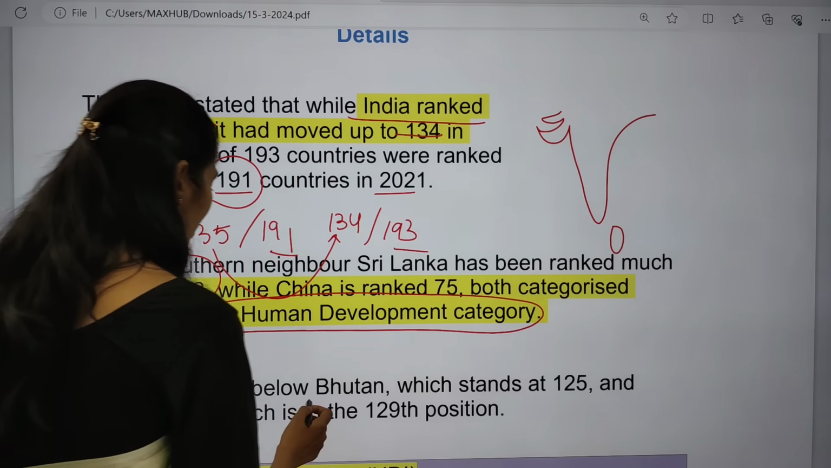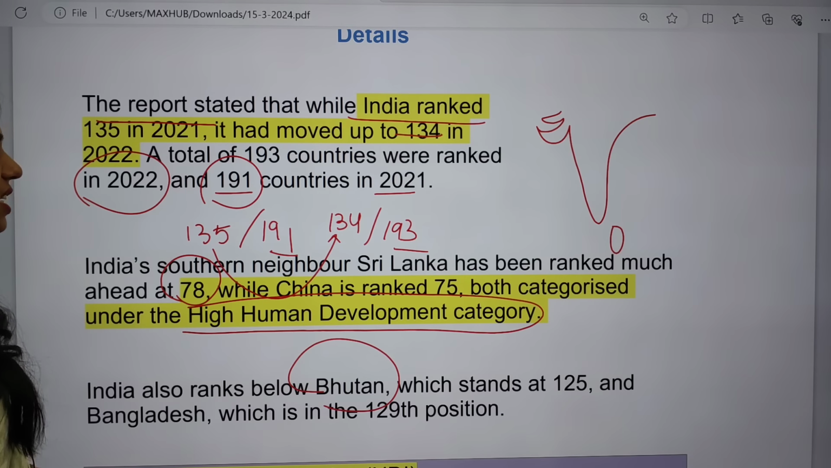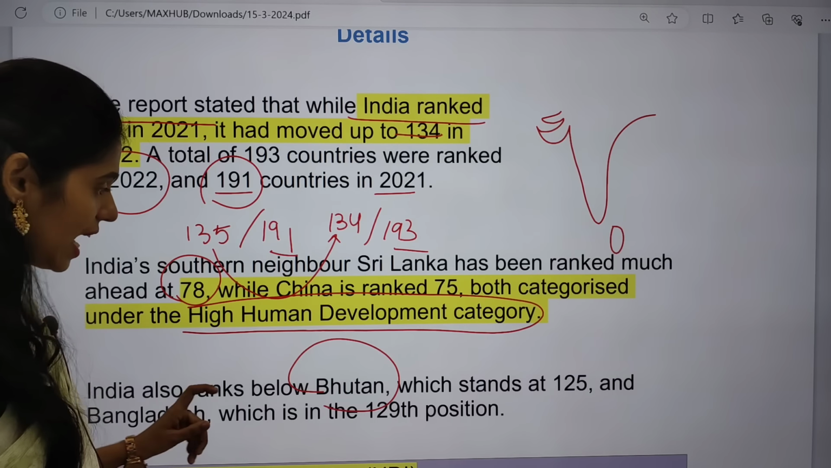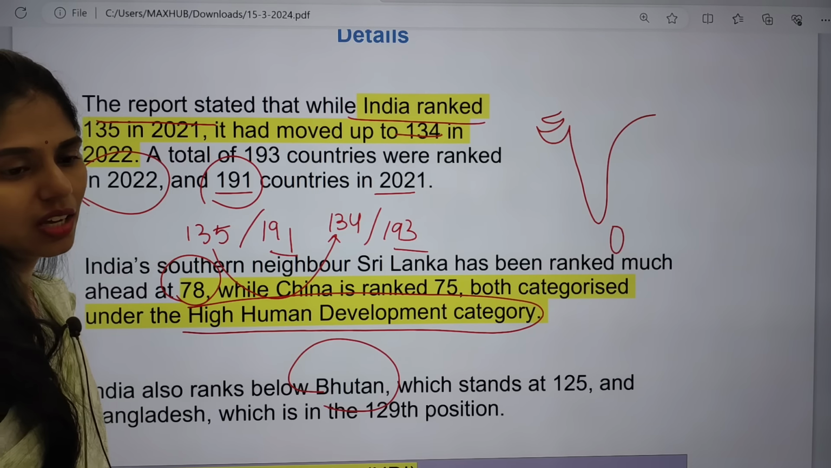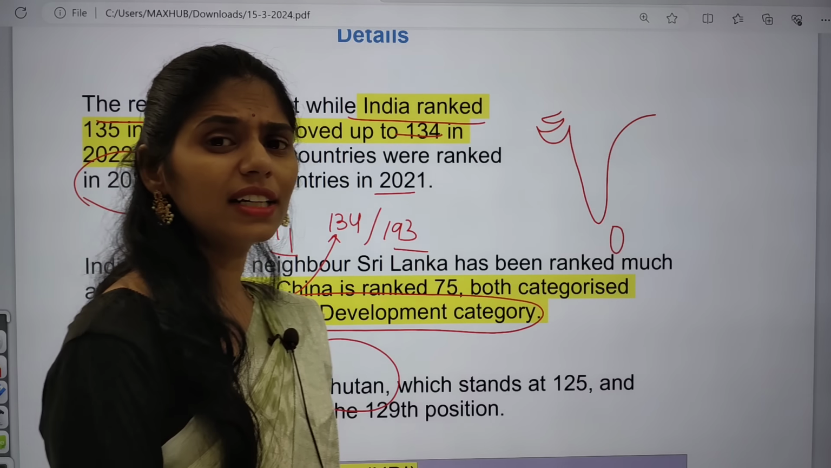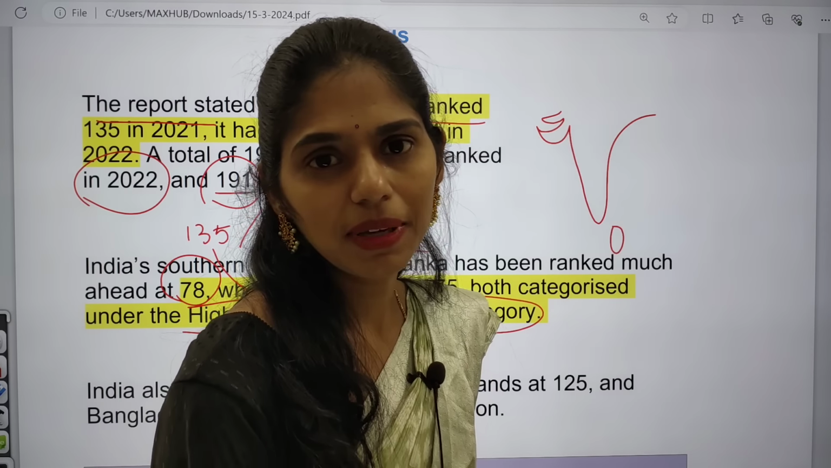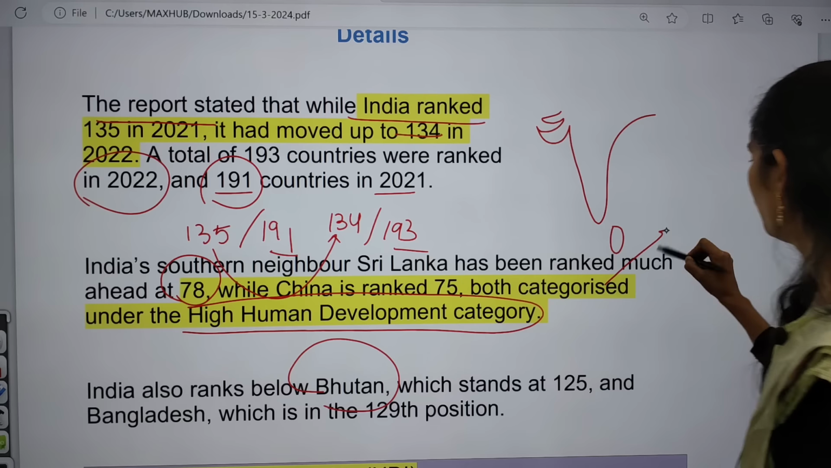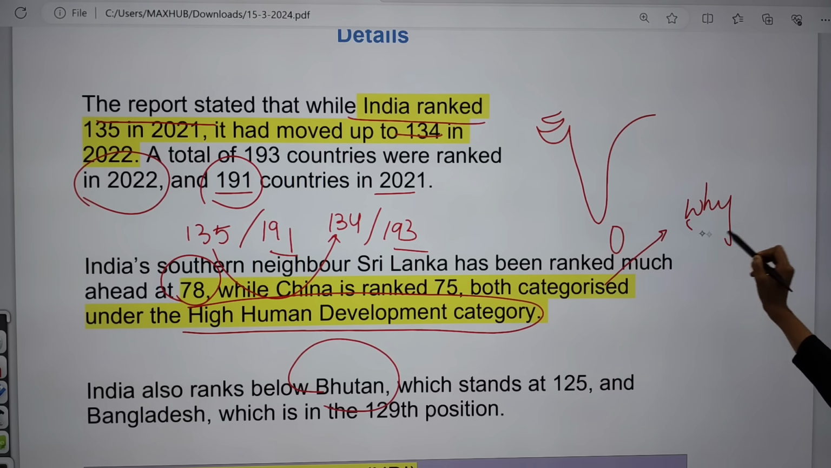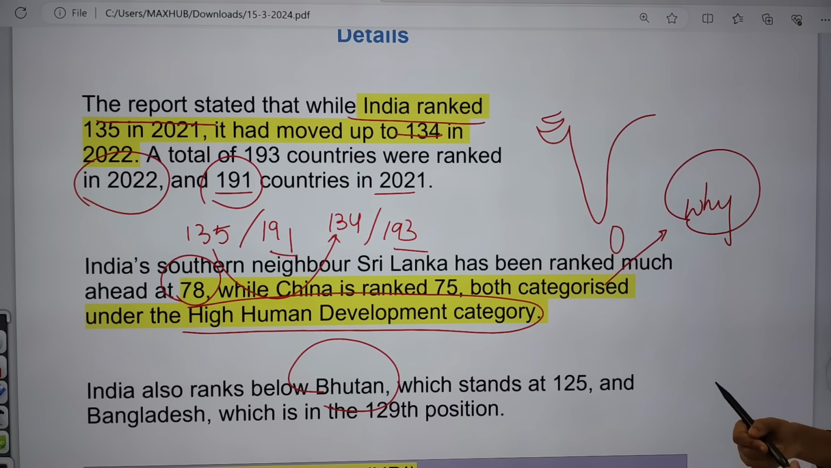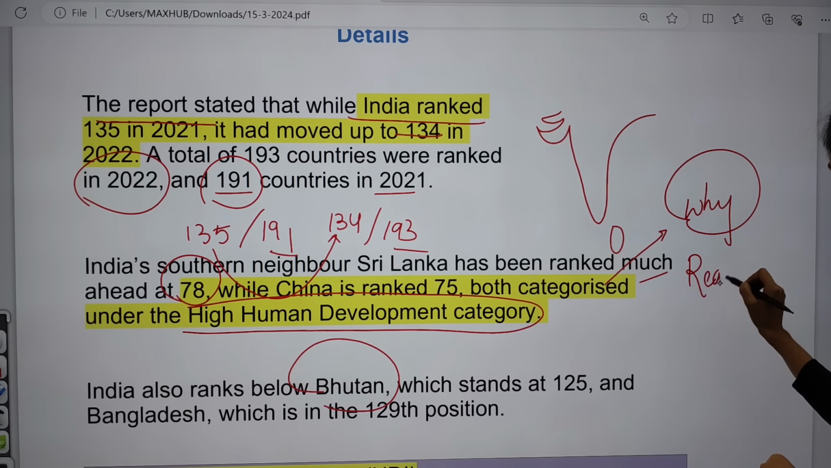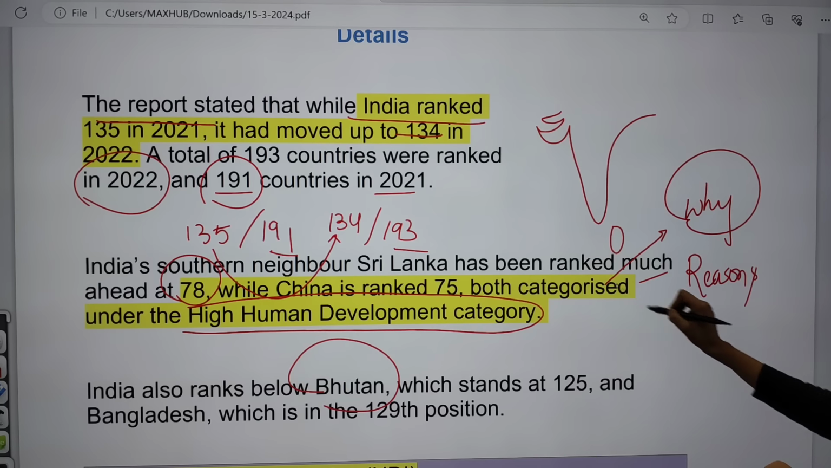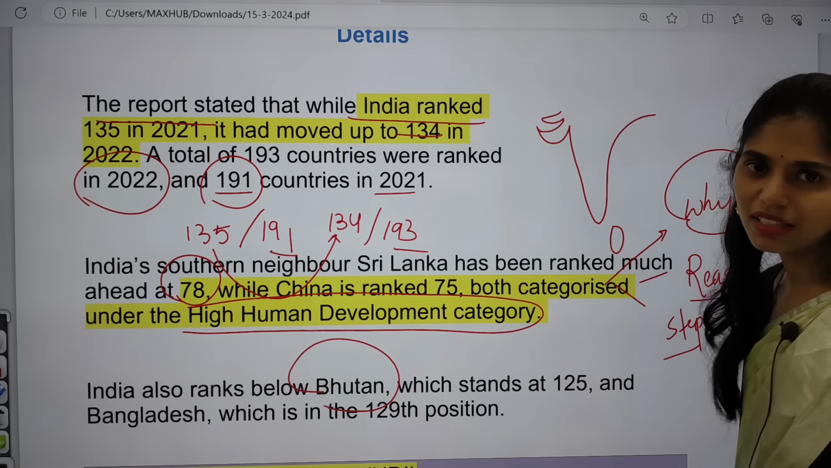And India also ranks even below Bhutan. Bhutan stands at 125 and even Bangladesh stands at 129. So when we are comparing with other countries, we understand that we are lagging behind, right? This is clear. So you have to see why we are lagging behind our neighboring countries, what the reasons are, and what steps these countries are taking to improve their Human Development Index.